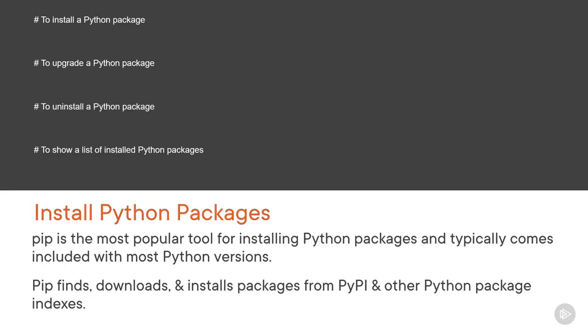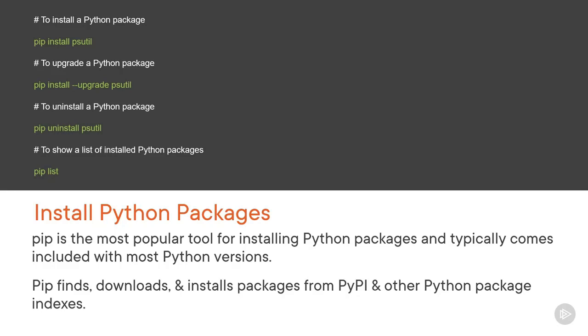And installing packages is typically done using pip. Now, that's the most popular tool for installing Python packages. There are some others out there, but pip typically comes with your Python install. Now, sometimes it's not installed automatically, and you'll have to install it yourself. And we'll look at the syntax for that in just a second. But what pip does is it basically helps you find, download, and install packages from PyPI or other Python package indexes. And so pip is a really good tool to have in your tool belt, and you'll want to familiarize yourself with it.